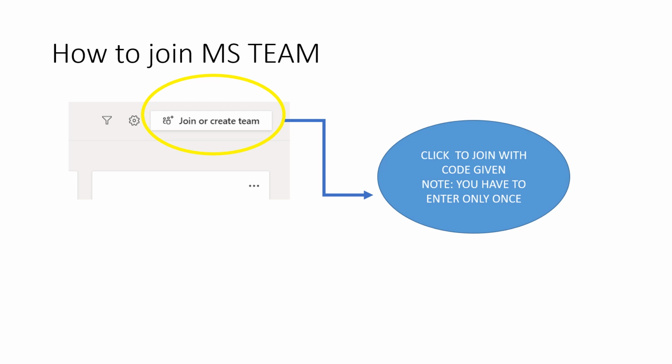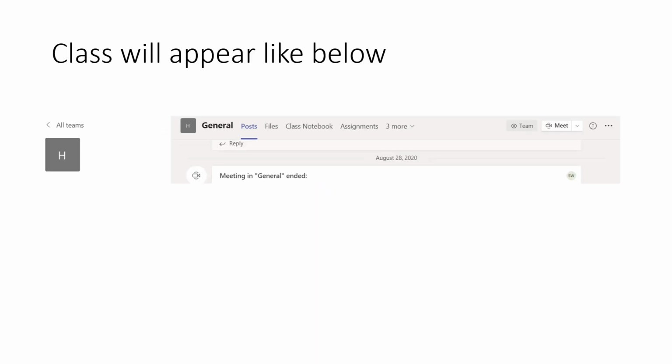Once you have joined, the class will appear something like this. On the left hand side you will see the name of the class. On the right hand side you will see different tabs. So what are these tabs all about and how are they relevant to you as a student? Post is the tab where the faculty will post messages, conversations, points to discuss, points to share.